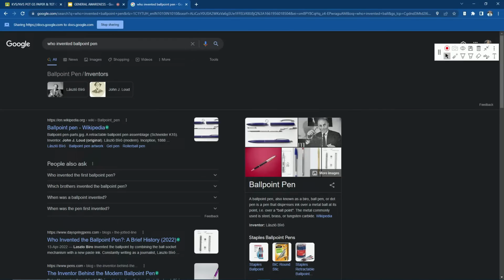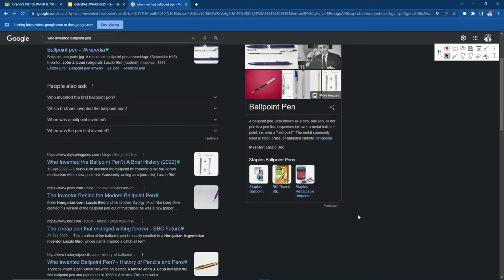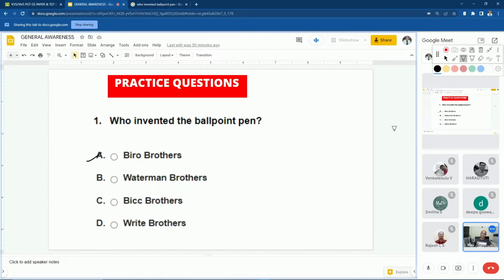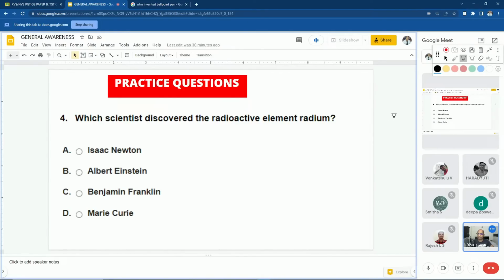A ballpoint pen, also known as biro, ball pen or dot pen, is a pen that dispenses ink over a metal ball as its point. So who invented ballpoint pen? Right. Which answer you get? John Loud, sir. But did you get Biro brothers also? Yes, sir. Biro is there. Biro brothers, and maybe that John Loud is one of the Biro brothers. Laszlo Biro and John L. Loud. Right.